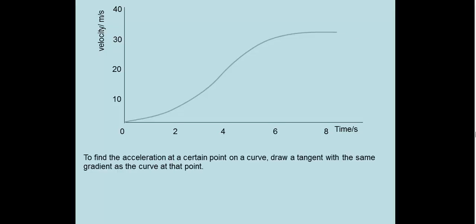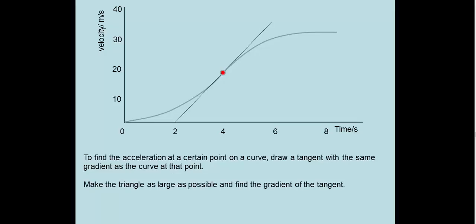To find the acceleration at a certain point on a curve, we first draw a tangent with the same gradient as the curve at that point. So at 4 seconds, for instance, we draw a straight line that is as steep as the curve is at 4 seconds. Make the triangle as large as possible and find the gradient of the tangent.